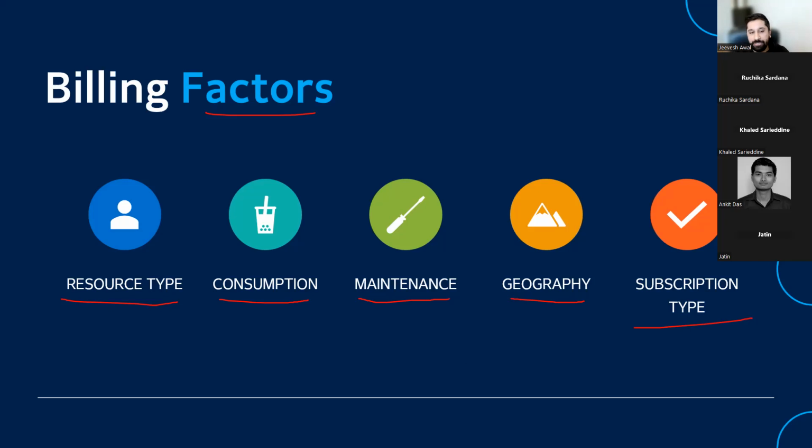Basically, what you need to know for the certification is what factors can influence your bill, what bill you'll be getting at the end of the month. That depends upon what resource type you used, how much you used it, did you do the maintenance on your own or did they do the maintenance for you, where did you have the resource, and did you pay upfront, did you pay as you go, did you have some contract, or how much do you use? Does that make sense to all of you?